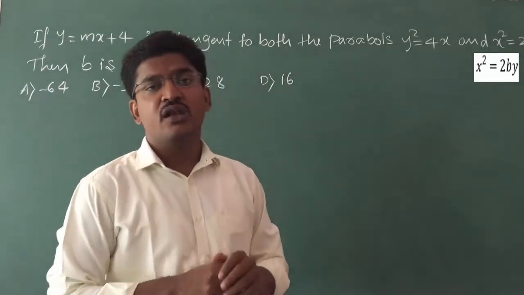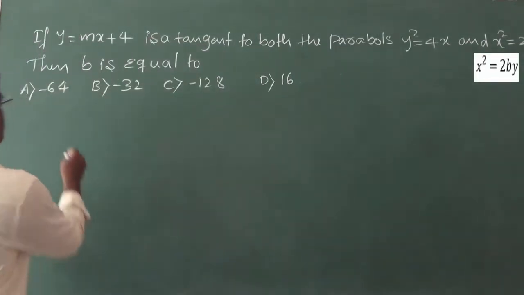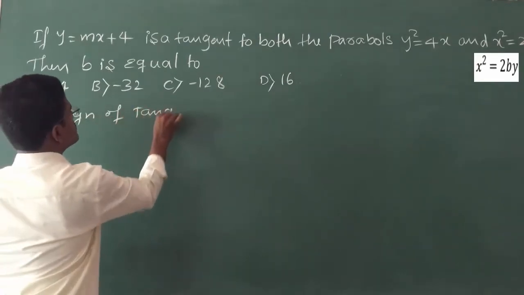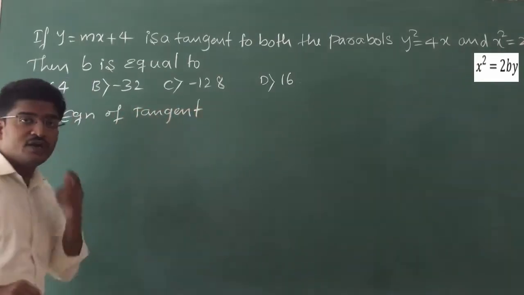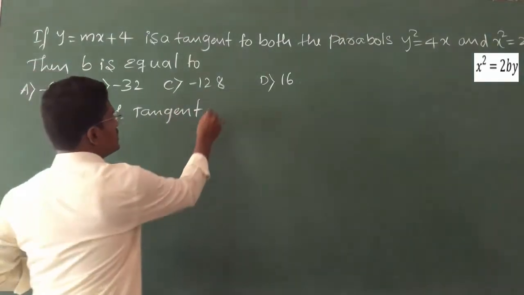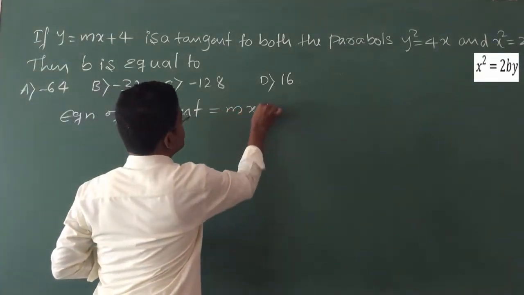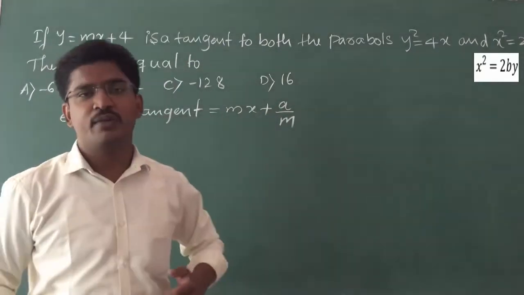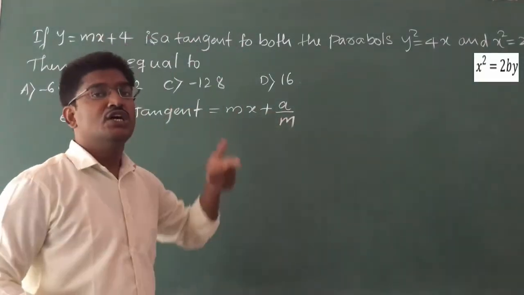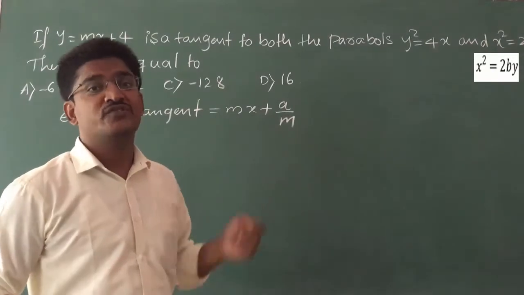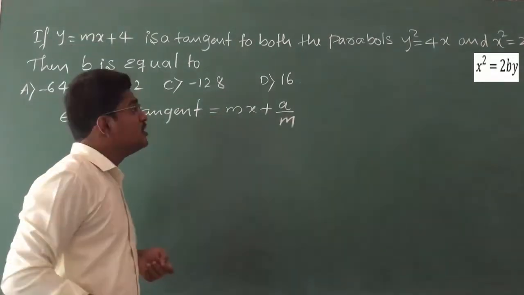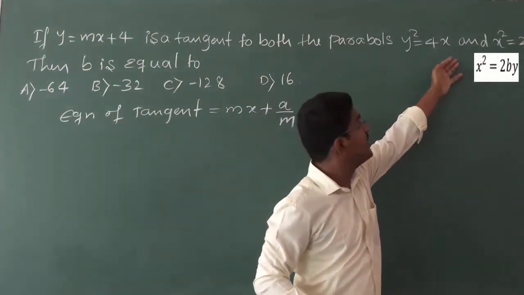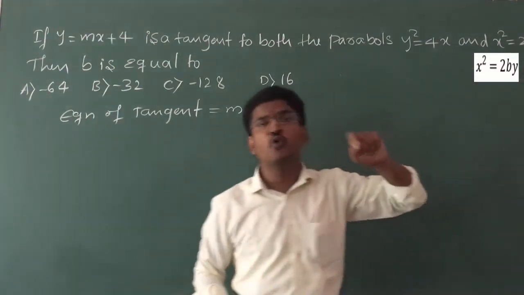Using that relation you have to calculate b. Clear? Here first let us take the equation of tangent. What is the equation of tangent? That is mx plus a by m. This is the equation of tangent to the parabola. So here what is our parabola? y square equal to 4x. Another one is x square equal to 2by.